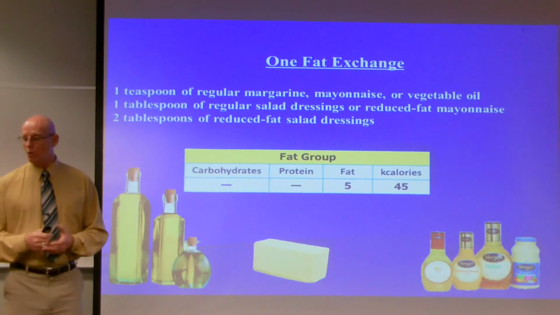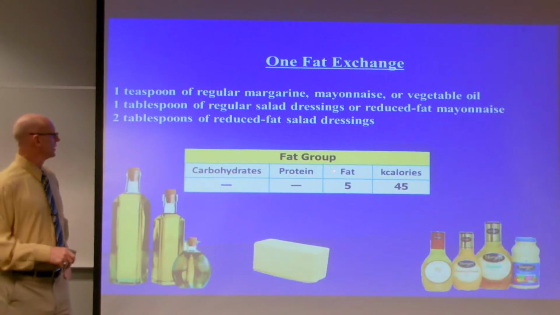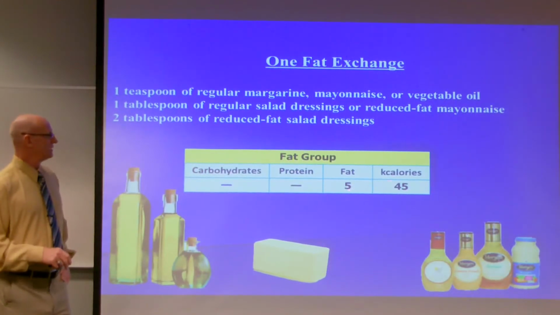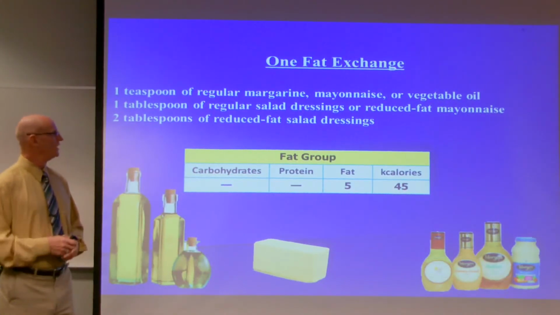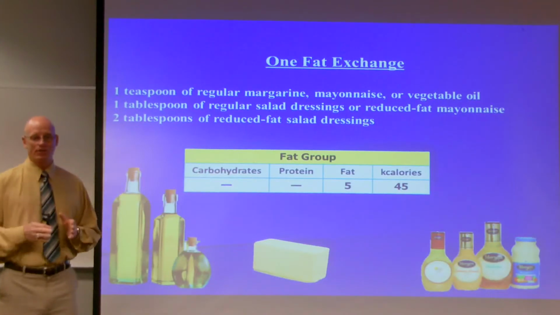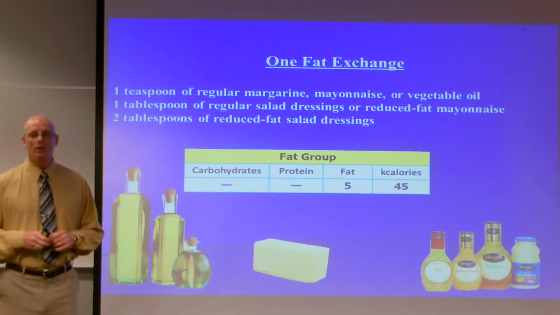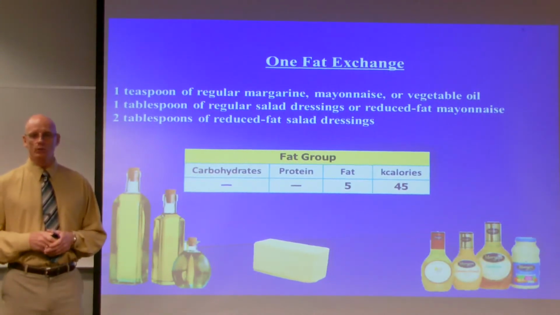So one fat exchange is 1 teaspoon of regular margarine or mayonnaise or vegetable oil, 1 tablespoon of regular salad dressing or reduced fat mayonnaise, or 2 tablespoons of reduced fat salad dressings. Now the fat group is very simple to look at. One serving again of these is 5 grams of fat, and the number of kilocalories, times 9, is 45 kilocalories per that one fat exchange. Now this is just general, these categories I just showed you and these exchanges. If you're interested in planning your diets through these, go to the link that I provided, and it has lengthy, detailed information on foods and their exchanges.